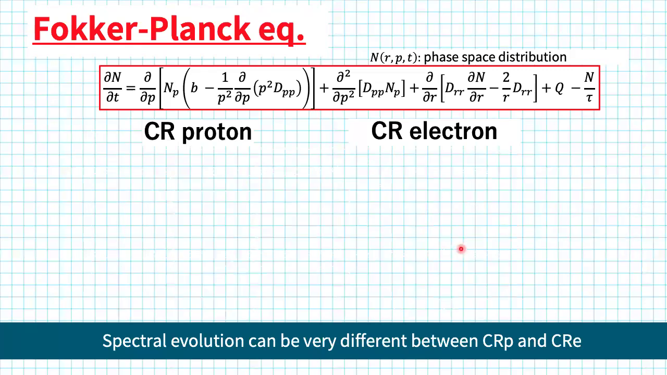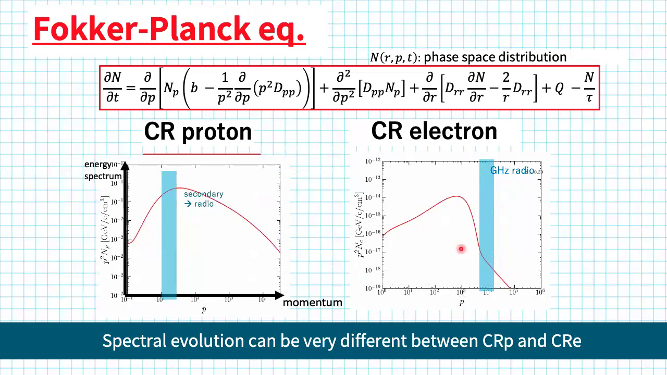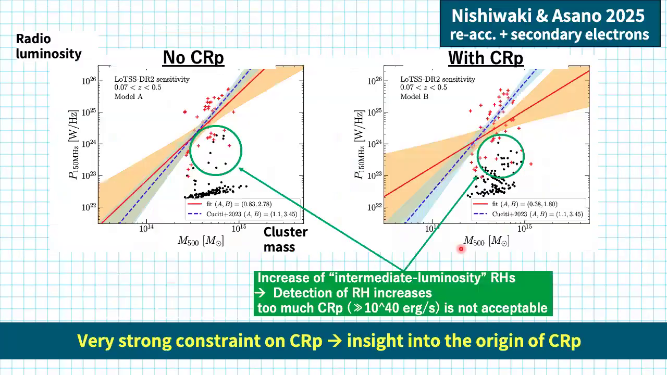What we get is, for example, this kind of spectral evolution of cosmic ray protons and electrons. If reacceleration is switched on, the cosmic ray electron spectrum evolves to higher energy, and that can explain the very steep curved spectrum of the radio halo. So basically, this is what I am doing.